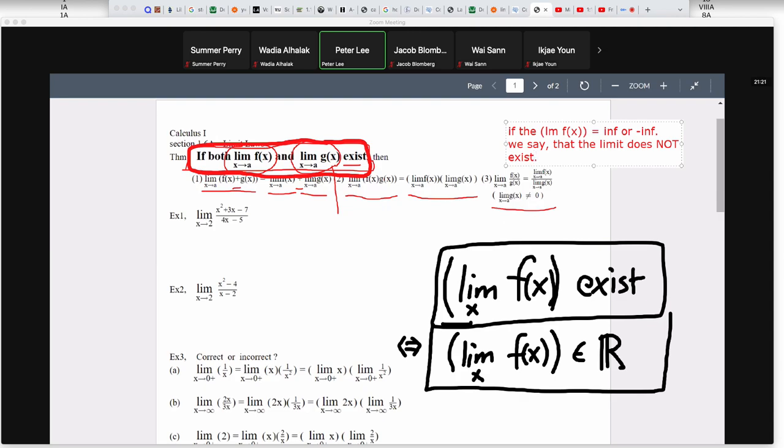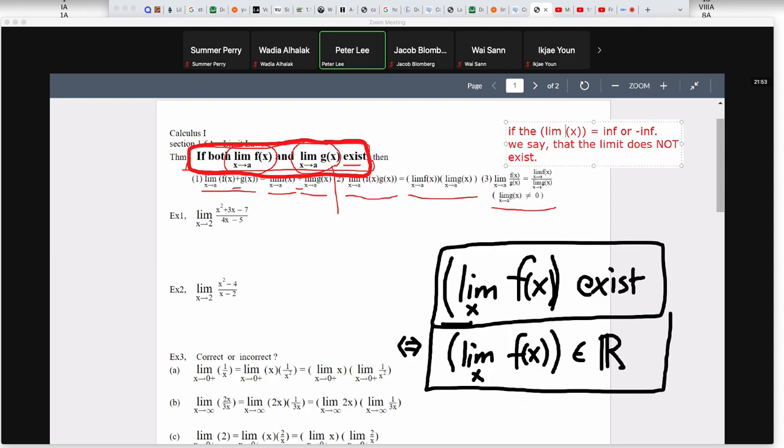So here, class, we now get into a term which is a little bit confusing. When the limit is infinity or minus infinity, we do not say that the limit exists. We say that the limit does not exist. So we say that the limit exists only if the limit is actually a real number, like 5 or 10, it could be 0. But if the limit is infinity, we say that the limit does not exist. So this is a bit confusing here.